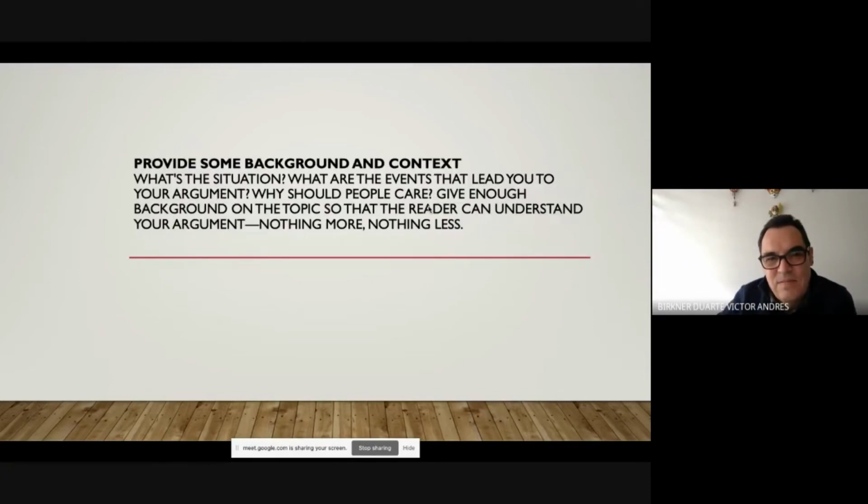In the first paragraph as well, you have to provide some background and context. And what is this about? You have to provide previous information, what the situation is about, what are the events that lead you to your argument, because the argument does not come from nothing, it comes from something. It comes from a context, probably something that you experienced when you were a child, or something you read, and it comes from somewhere.